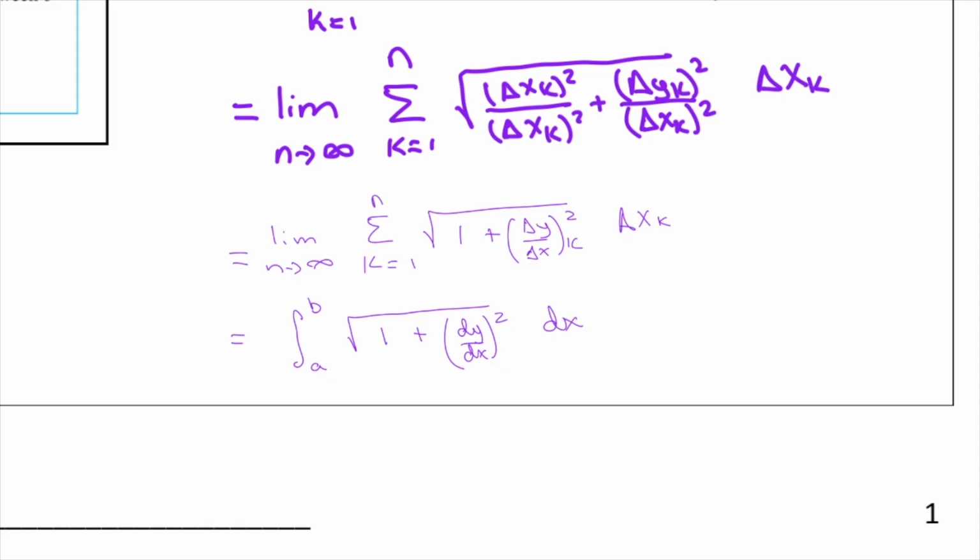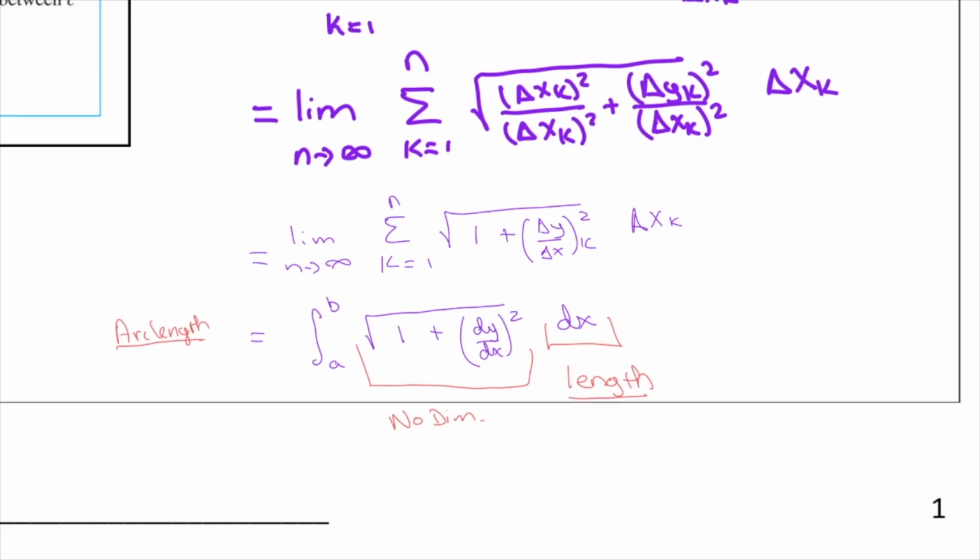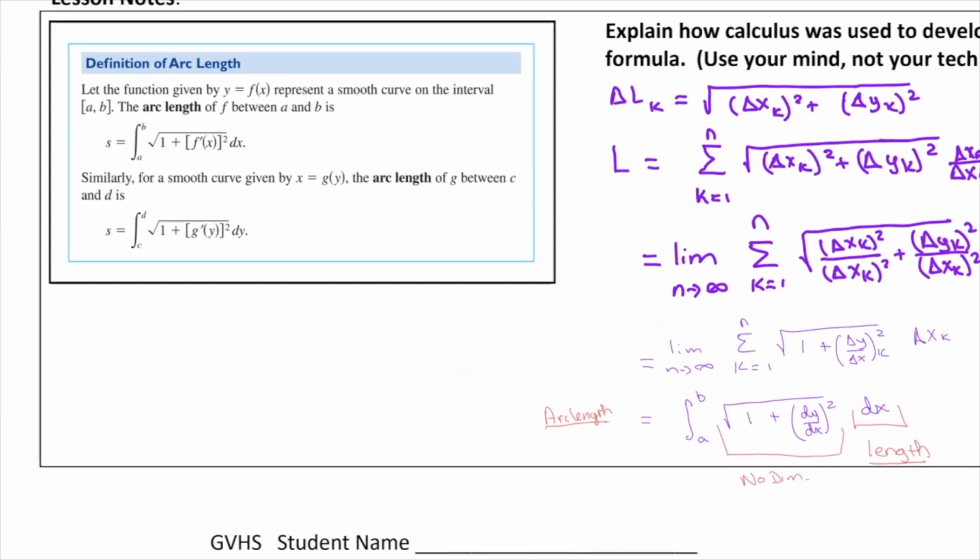Let's talk about the dimensions of this. So that's kind of interesting. As we look at dx, it is a length. But we're looking for arc length. Arc length is one-dimensional. Length is one-dimensional. That means that 1 plus (dy/dx) squared has no dimension. So we have a one-dimensional function when we are finished.